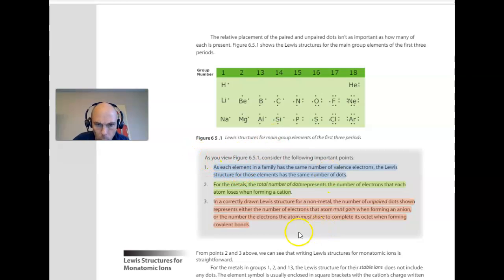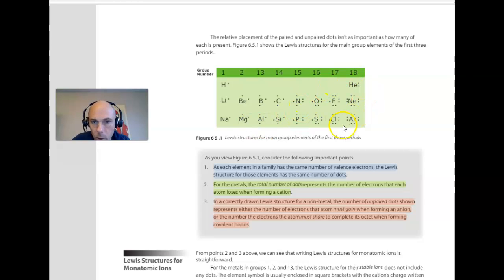Some really important points here in this figure that's highlighted in blue, green, and orange. The first being that each element in a family, as we already talked about, has the same number of dots because they have the same number of valence electrons. And as you go across a row, of course, the number of dots increases, as does the number of valence electrons. For metals, which this lecture is primarily not about, the number of dots tends to reflect how many valence electrons will be lost when that metal forms an ionic bond with a nonmetal. It's how many valence electrons are lost, and it's also what the positive charge will be.